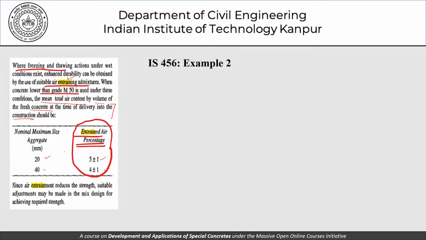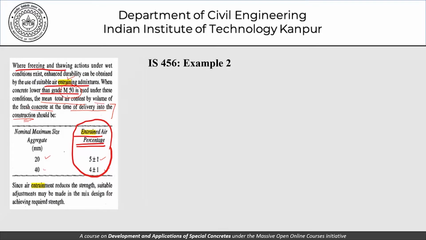So once we are writing this kind of document, certain things are clear. It says that for less than M50 grade concrete, because M50 is possibly a limit which the code is telling you, that beyond that, please don't rely on this document, try to do your own research. As far as this document is concerned, it's up to M50 at the time of delivery into construction. That means it's not talking of the concrete properties at the ready mix concrete plant.